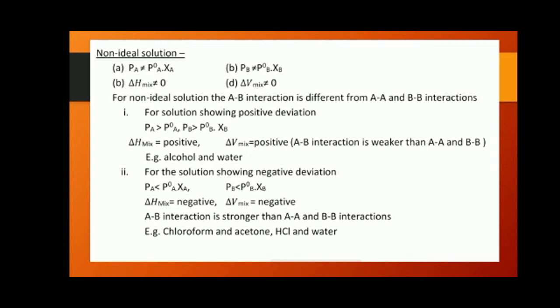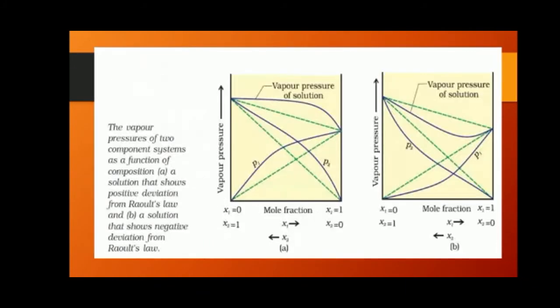It is due to the interaction between A and B being stronger than the interaction between A-A and B-B. Remember the examples: chloroform and acetone, and another example is hydrochloric acid in water. Both show negative deviation from Raoult's law.